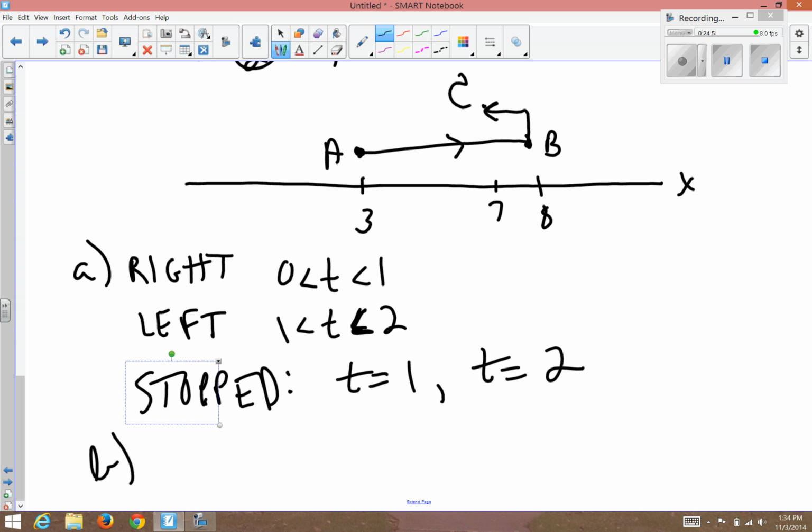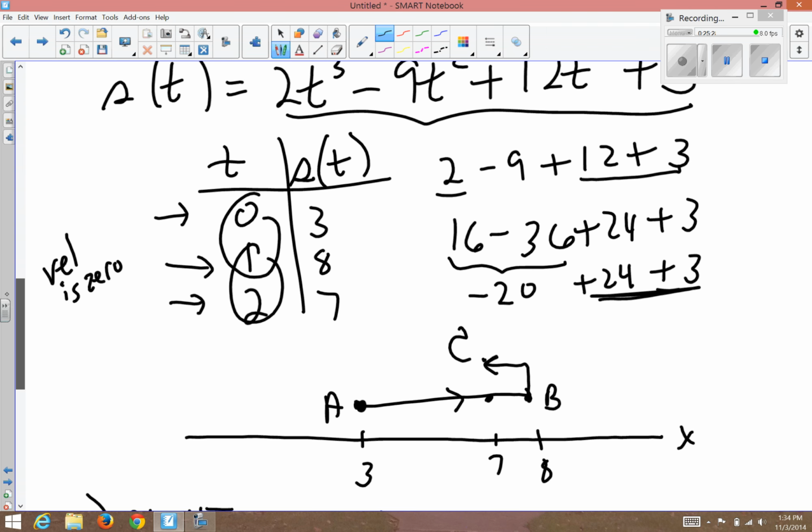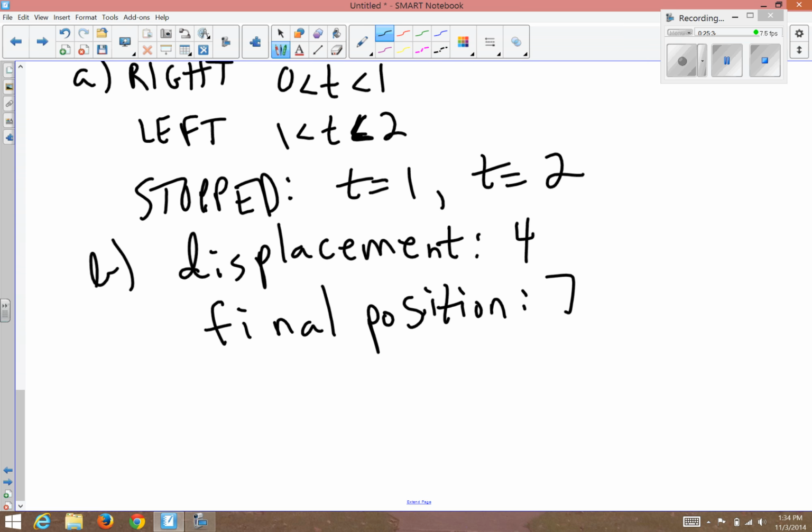Part B, find the particle's displacement. The word displacement means how far is it from the starting position to the ultimate ending position. Started at 3, ended at 7. How far is it from where it started to where it ended? It's the distance between 3 and 7, which is 7 minus 3. And what is the particle's final position? That's right in the table directly at the end of the time interval. That's its final position, 7. I think the 4 should be labeled meters.